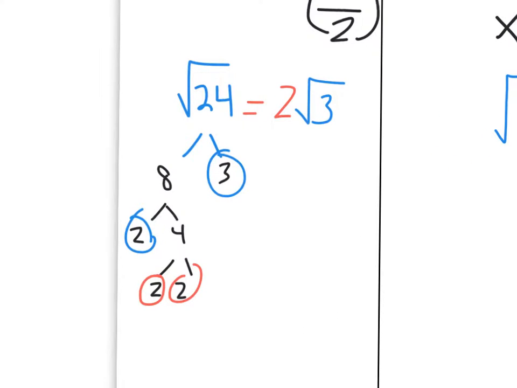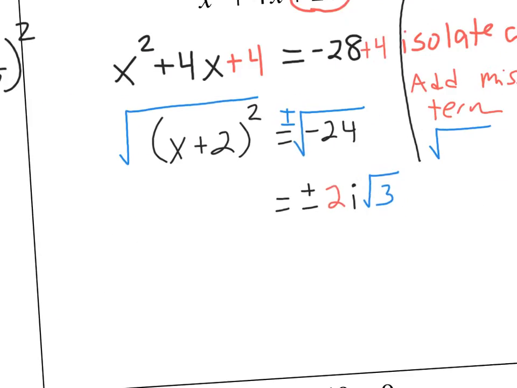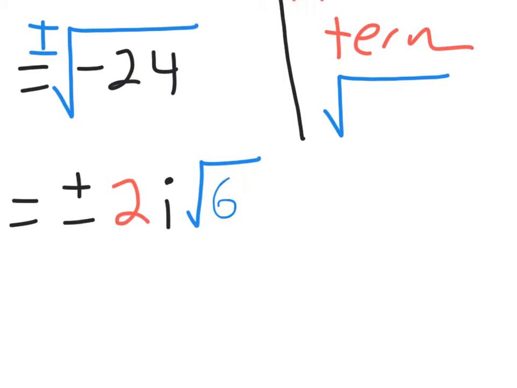Let's just double check here. 2 times 2, or excuse me, the square root of 4 is 2. That comes out. But I did forget to multiply this 2 here. So this 2 times 3 is 6. So let me clean that up right here. There we go, all better.